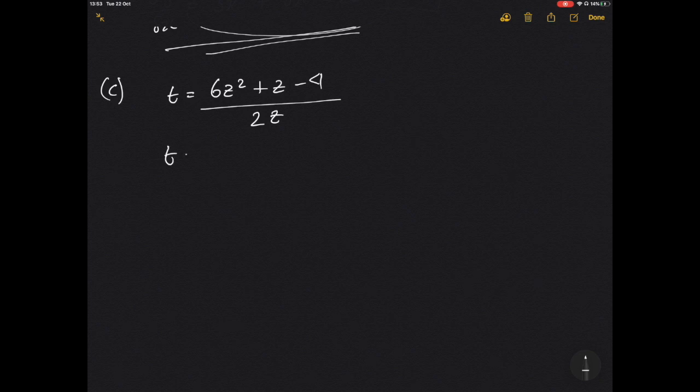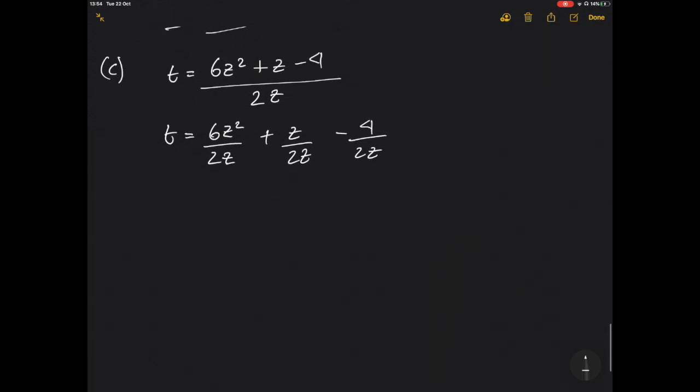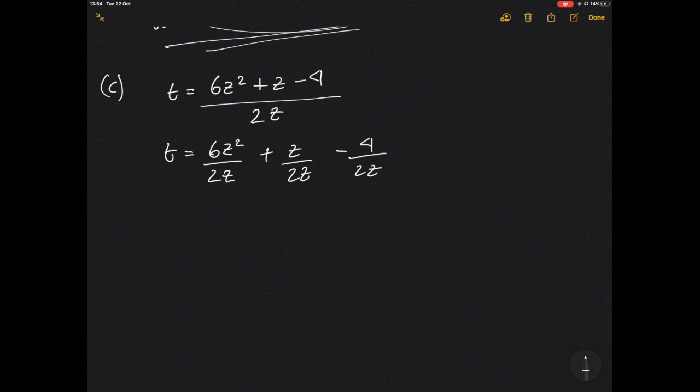So we can say that t equals 6z squared divided by 2z plus z divided by 2z minus 4 divided by 2z. So we can just tidy this up a little bit. This z here would cancel with this, and our 6 would cancel with our 2 to make a 3. So this would be 3z. Our z's cancel here, so this would be plus a half. And finally, our minus 4 over 2z.